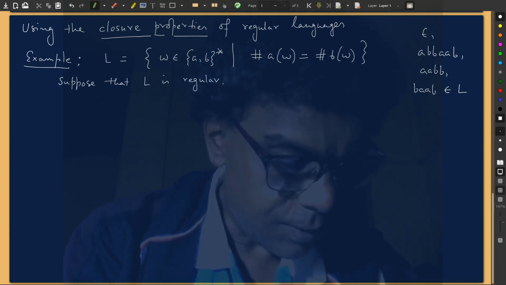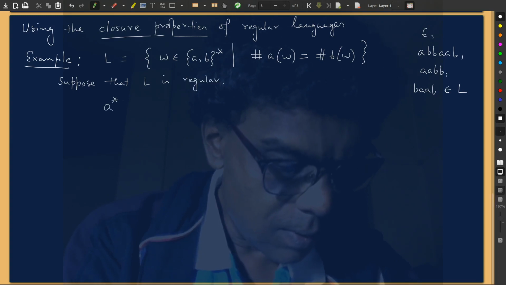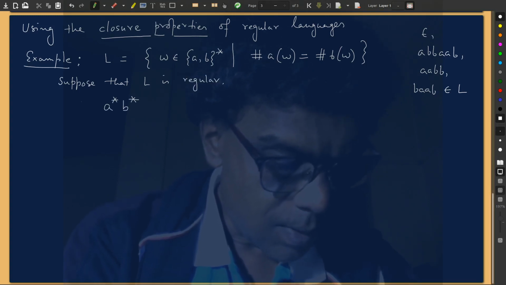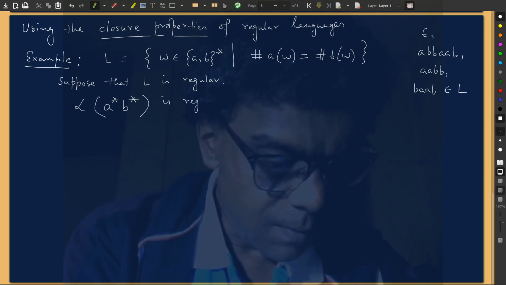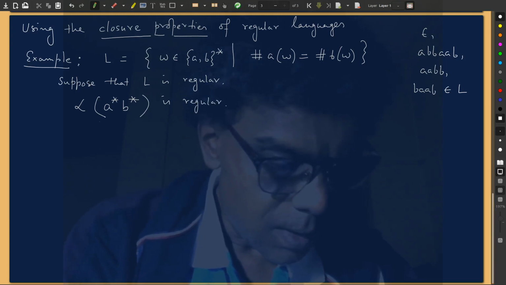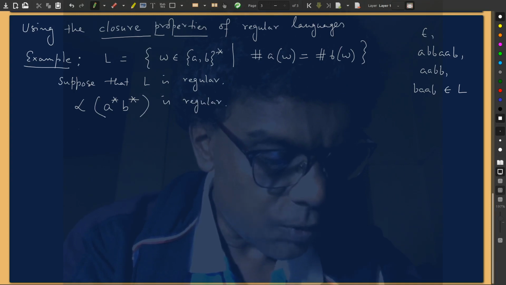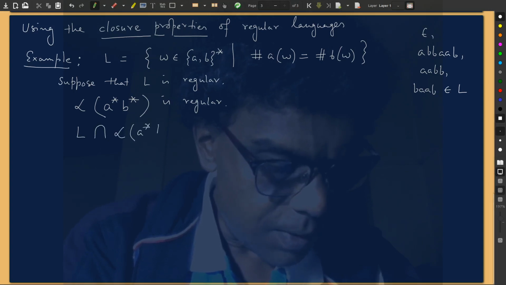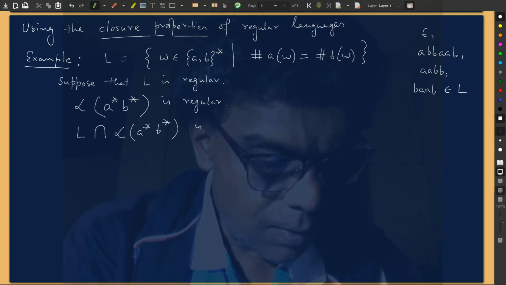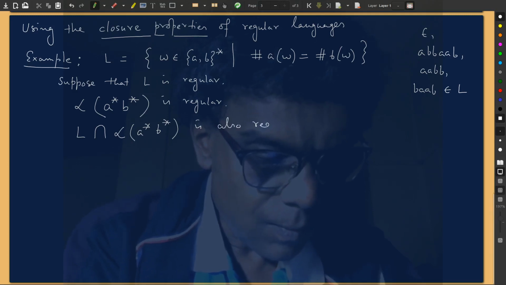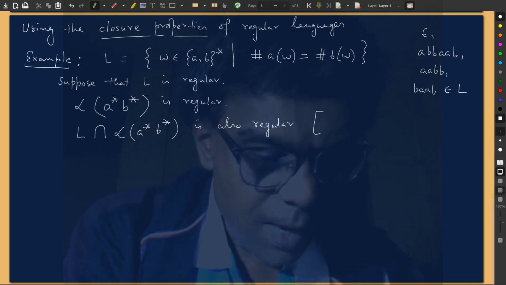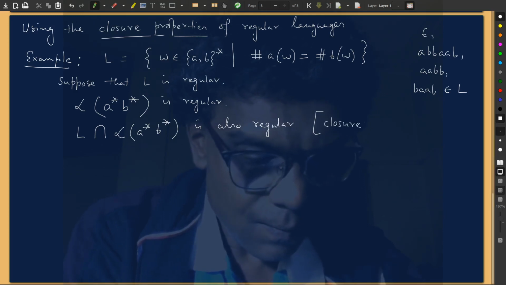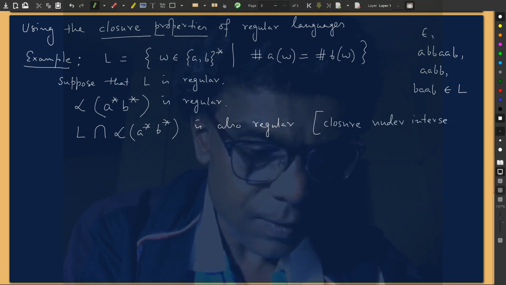Now consider this regular expression. This is regular because A star B star is a regular expression. And we know that regular languages are closed under intersection. So L intersection A star B star is also regular. Here I am using closure under intersection of regular languages.